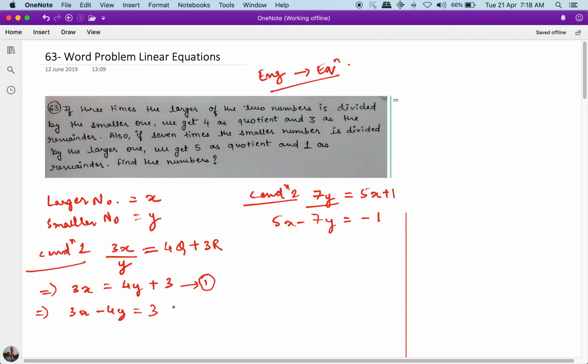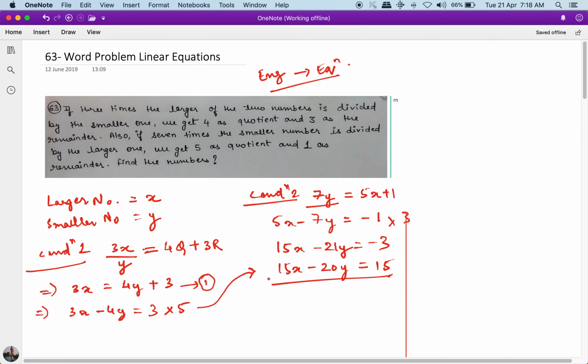Now, to solve this question, I have to multiply this with 5 and I have to multiply this with 3. So this will become 15x minus 21y is equal to minus 3, and this one after multiplying with 5 will become 15x minus 20y is equal to 15.